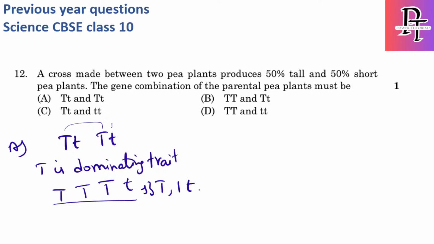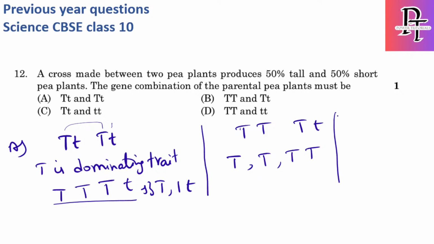Let's see for B, TT and T small t. First case capital T, you will get capital T small t, again capital T, again capital T small t, again capital T. So here everything is capital T. Let's see for the third one, T small t and small t small t. Now capital T with small t, capital T with small t, small t with small t, small t with small t. So here it is 50%: 50% capital T and 50% small t.